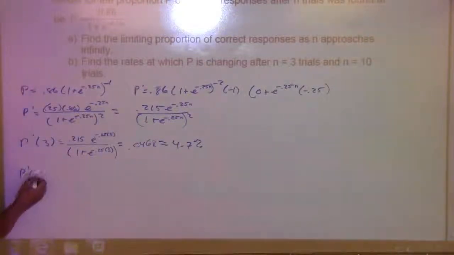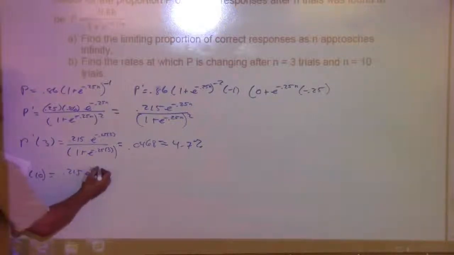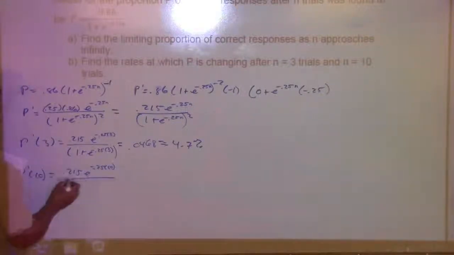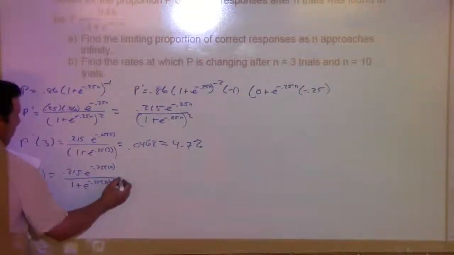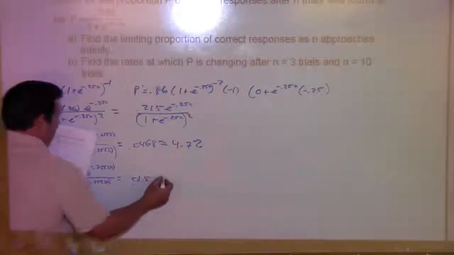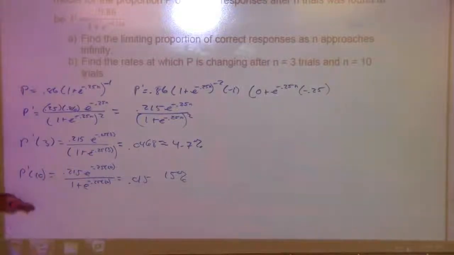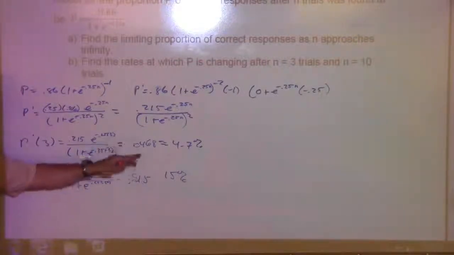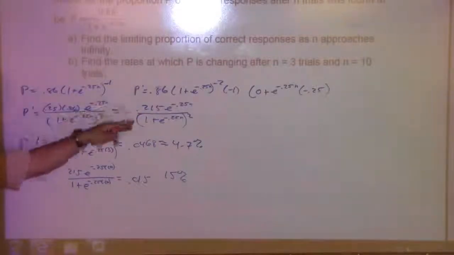Now p prime at 10, that's 0.215 e to the negative 0.25 times 10 over 1 plus e to the negative 0.25 times 10. That's going to give us 0.015, which is about 15%. The rate of increase is 15%. So the rate of increase of performance is 15% after 10 trials.